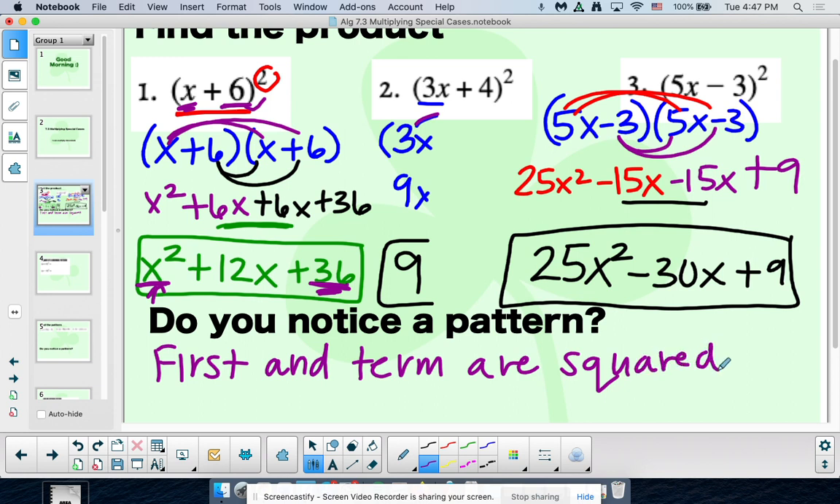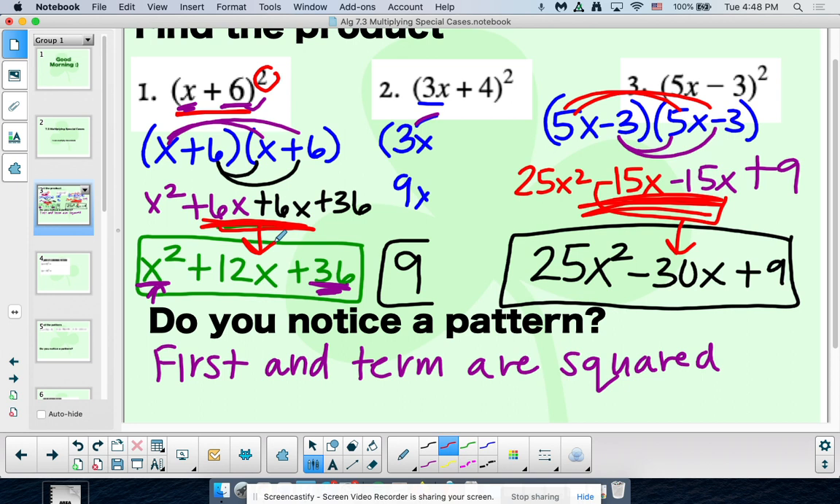And then, is there anything in the middle that we notice? You're going to get the same thing here. So we just double it, right? We double that middle product. You can write that if you want, but I think the big thing here is that you notice that the first and last term are squared. And then this guy here is doubled. What you got here gets doubled for that middle term.